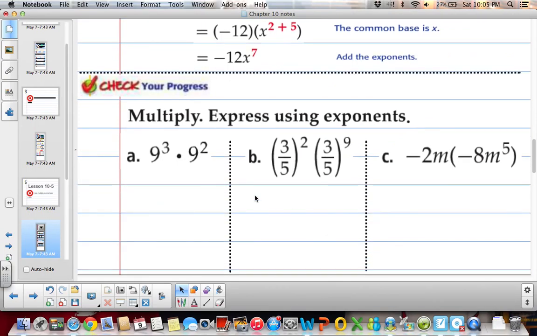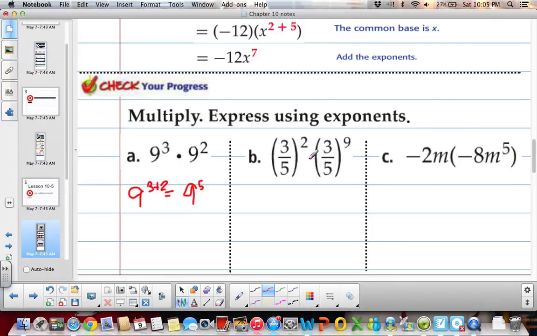All right, so 9 cubed times 9 squared. We know that 9 is our base. And then because they both have 9 as a base, it's going to be 9 to the 3 plus 2, which equals 9 to the 5th.